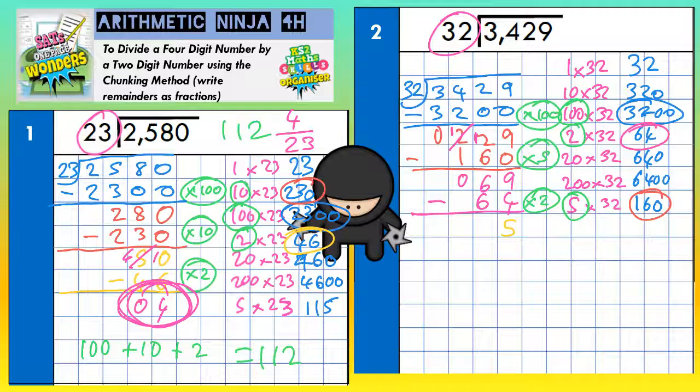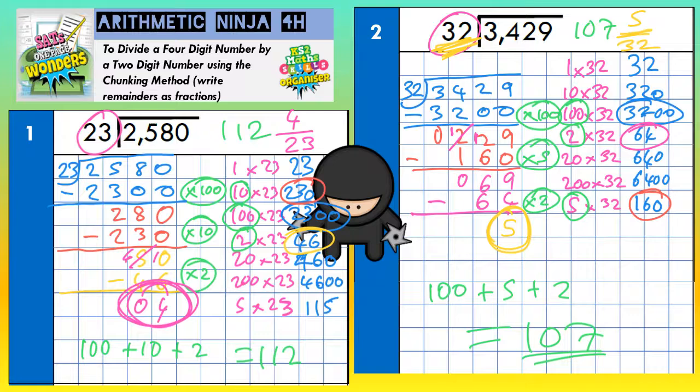So we're basically finished. We just need to add up our chunks. A chunk of 100 plus a chunk of 5 plus a chunk of 2 is going to give us 107. So the final answer to our question is 107, but there is a remainder of this 5 here. So that's remainder 5. And because we are dividing by 32, the remainder is also divided by 32. So the final answer is 107 and 5/32.